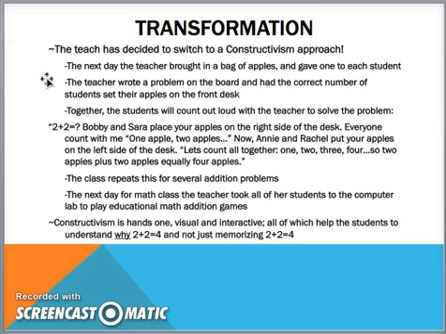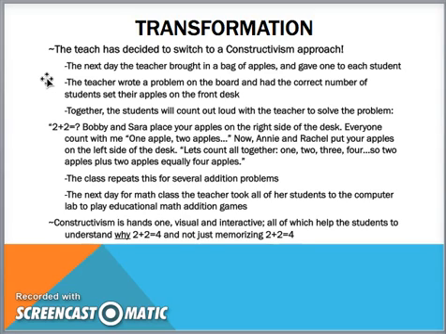Everyone count with me. 1 apple, 2 apples. Now Annie and Rachel, put your apples on the left side of the desk. Let's all count together. 1, 2, 3, 4 apples. So 2 apples plus 2 apples equals 4 apples. The class repeats this for several addition problems using different numbers, all getting a chance to take their apples up.